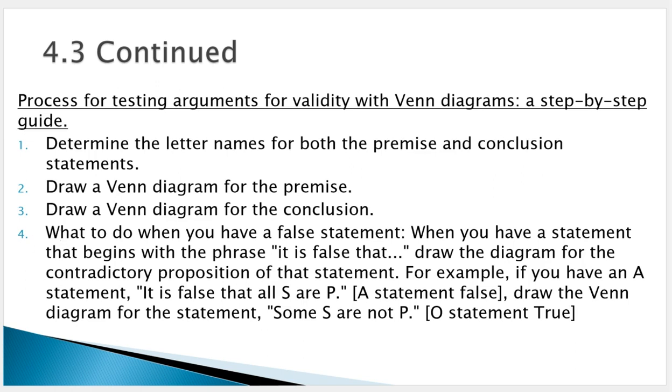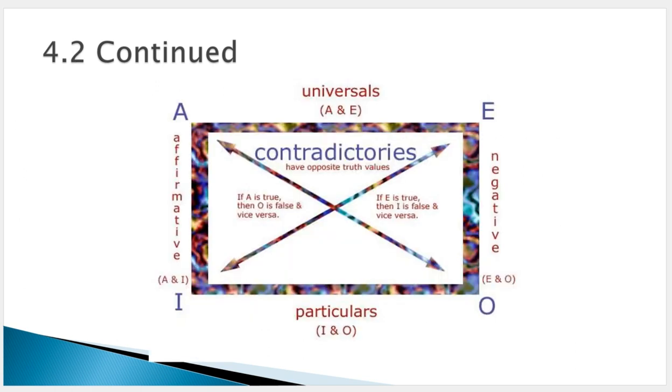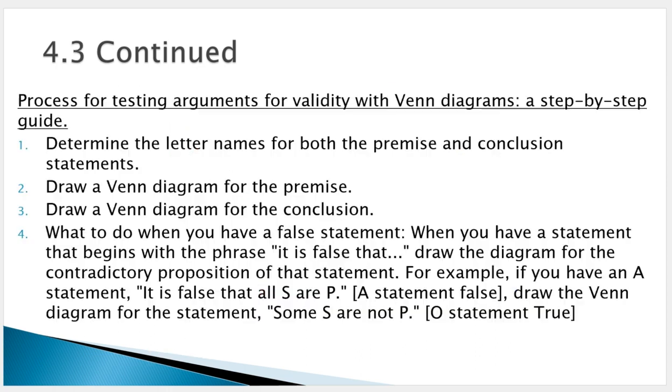And remember that visual I showed you before? Let me go back to it real quick. There's the visual. So notice A and O are contradictory. I and E are contradictory. So we can go back to that slide. Here we go. So if it is false A, then you can draw the true of O. If O is false, then you would draw the true of A.